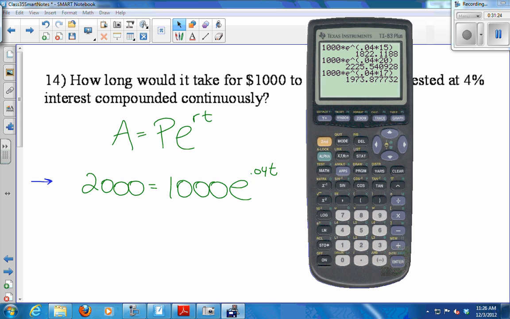Oh, that's pretty close. $27 off. So maybe I'll try 18. Too big. 17 and a half. Too big. Okay, so 17.3. Really close. Okay, 17.35. Super close. So a little more than 17 years, we could say.